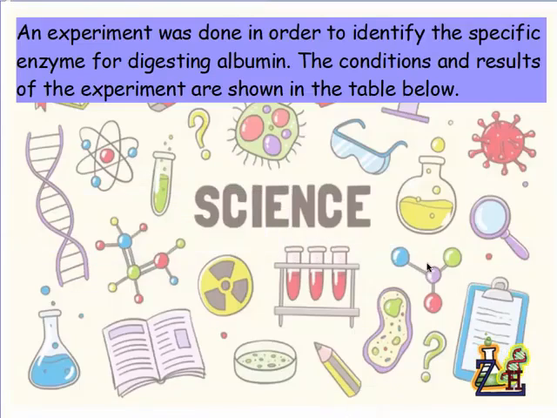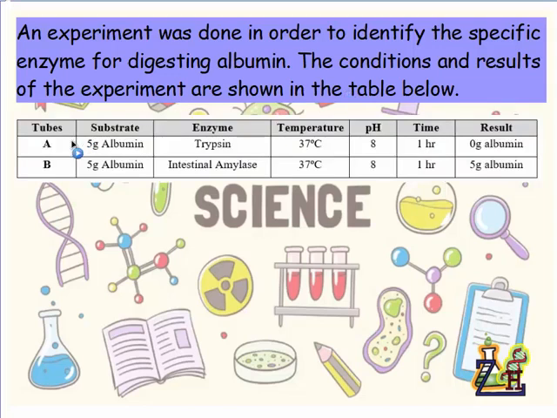Another example, an experiment was done in order to identify the specific enzyme for digesting albumin. Albumin is a type of protein, it's the egg white. Conditions and results of the experiment are shown in the table below. So here we have a table of conditions. We have 2 tubes. Both tubes contain 5 grams of albumin. In tube A we have the enzyme trypsin. In tube B we have the enzyme intestinal amylase.